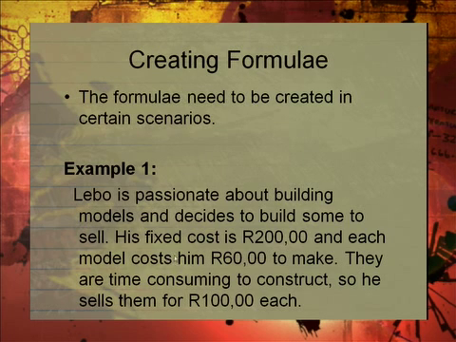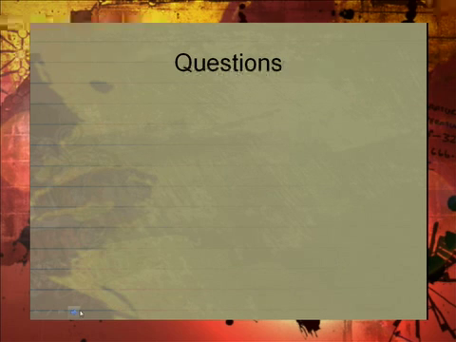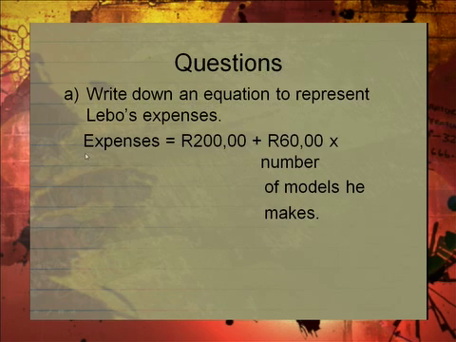Now, the expenses. If I go back here, his fixed cost is 200 and each model costs him 60 Rand. The fixed cost is 200. That is fixed. He has to pay that. This is why the expenses will be 200, which is fixed, plus something else. Remember, each model costs him 60 Rand to build, depending on how many models he managed to build. So this will be an equation. This will be the formula that works for this scenario only.